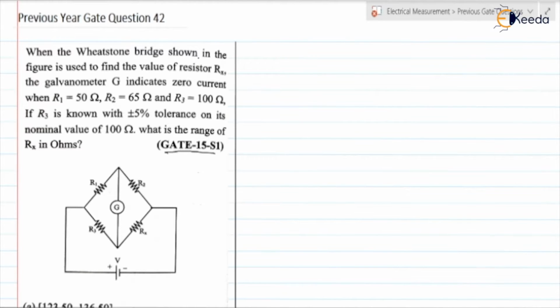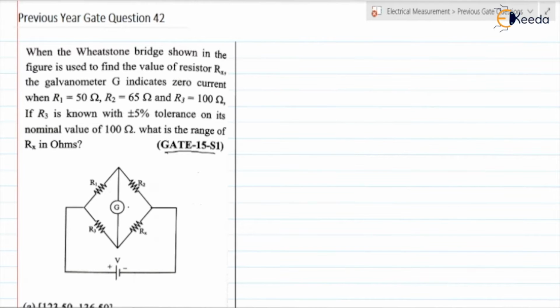When the Wheatstone bridge shown in the figure is used to find the value of resistor Rx, the galvanometer G indicates zero current when R1 is equal to 50 ohm, R2 is equal to 65 ohm and R3 is equal to 100 ohm. Okay, means when R1, R2, R3 are having these values, at that time the bridge will be at the balanced condition. If R3 is known with plus minus 5% tolerance on its nominal value of 100 ohm, what is the range of Rx in ohms?